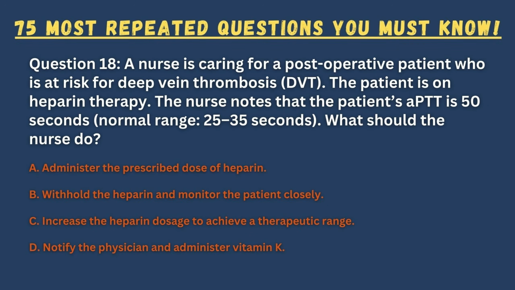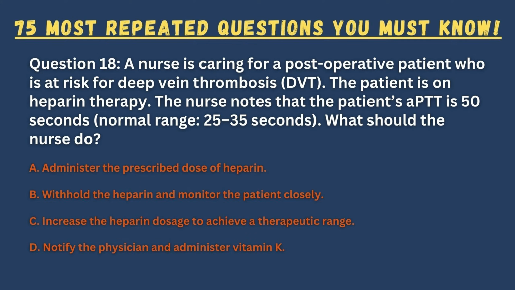Question 18. A nurse is caring for a post-operative patient who is at risk for deep vein thrombosis, DVT. The patient is on heparin therapy. The nurse notes that the patient's APTT is 50 seconds, normal range, 25 to 35 seconds. What should the nurse do? A. Administer the prescribed dose of heparin. B. Withhold the heparin and monitor the patient closely.